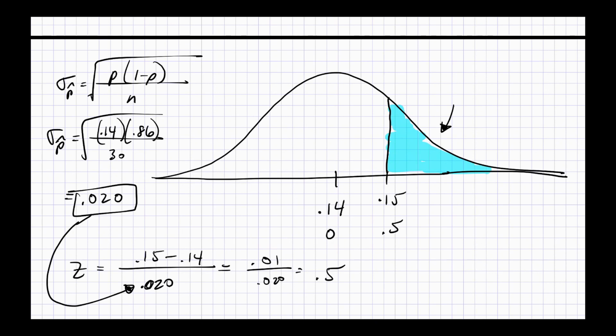0.6915. So is that the blank side of the curve, or the blue side of the curve? That's the blank side, right? So to get this guy, I've got to go 1 minus that. 0.3085. There you go, a little over 30%.